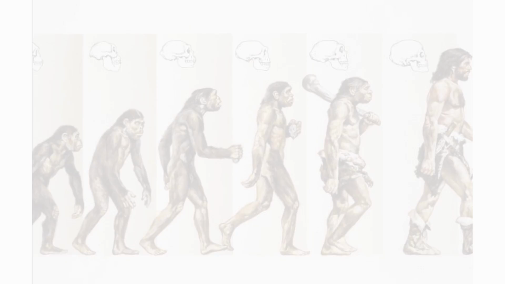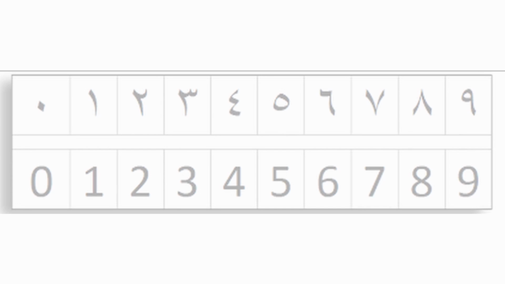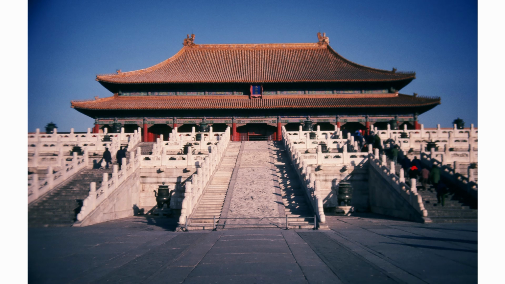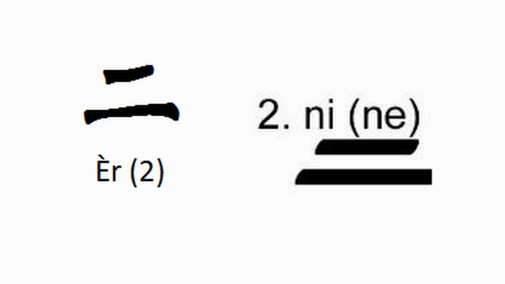Evolution. Arabic digit. The digit used in the modern Western world to represent the number 2 traces its roots back to the Indic Brahmic script, where 2 was written as 2 horizontal lines. The modern Chinese and Japanese languages still use this method.